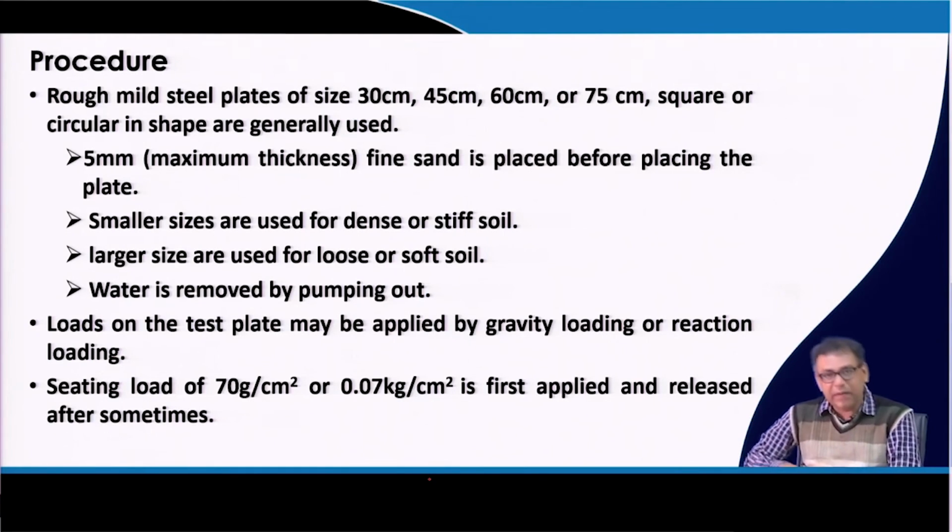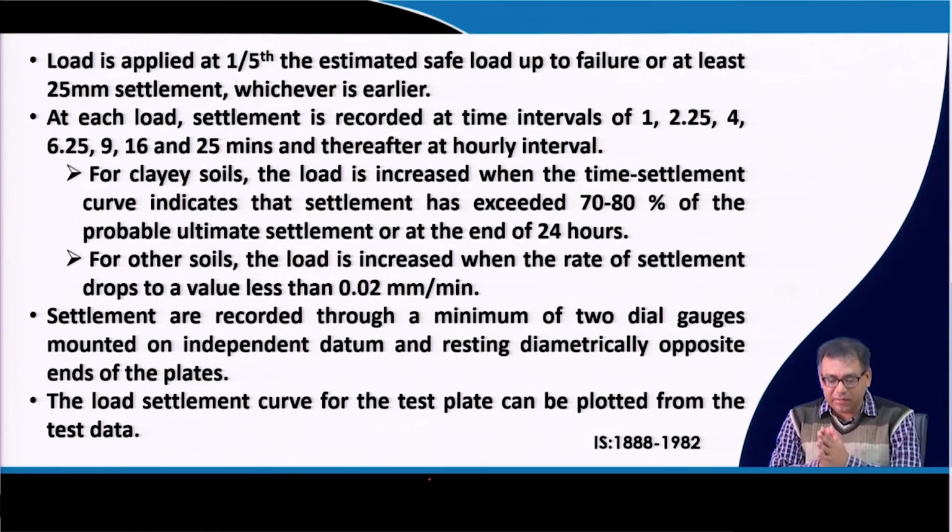That I have discussed. Before we apply the actual load, a seating load of 70 gram per centimeter square, or 0.07 kg per centimeter square, is first applied on the plate, and then it is released after some time. Why is it applied? Because it will make sure there is perfect contact between the soil and the plate. So it will act as a seating load. Then load is applied in increments of one-fifth of the estimated safe load, up to failure or at least 25 millimeter settlement, whichever is earlier. So these are the procedures.